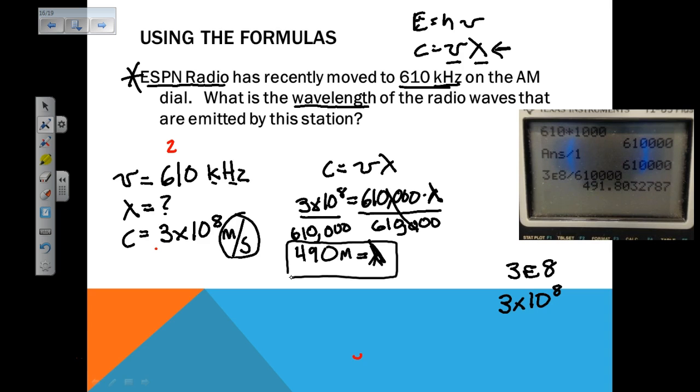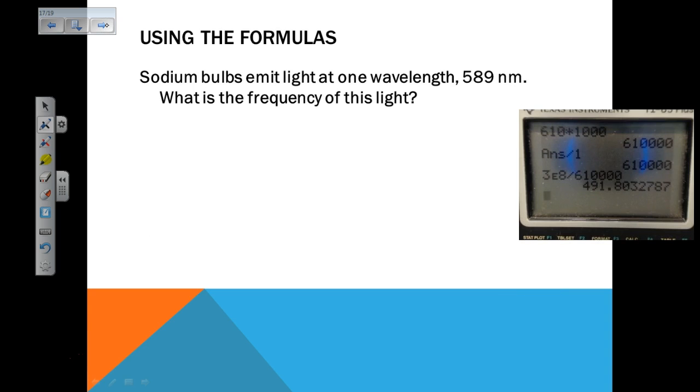So I know that I went through that one fairly slowly. Let's do the next one, and let's see if we can do this a little more quickly. So we are given a wavelength, lambda equals 589 nanometers, and we want to know what the frequency is. Frequency equals question mark, nu.